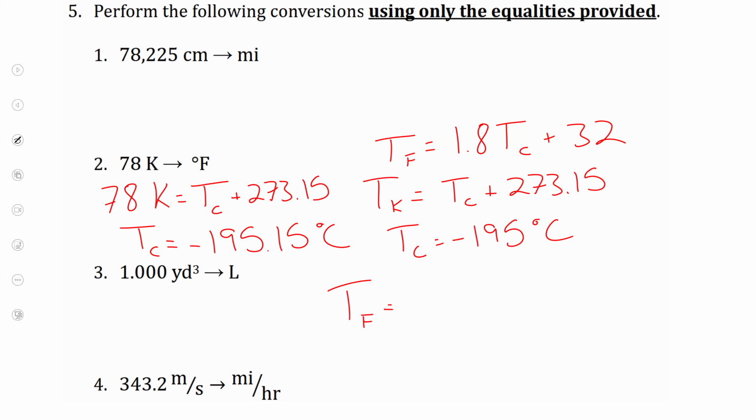Temperature in Fahrenheit is 1.8 times negative 195 plus 32. Now we're multiplying, so we're going to keep it to 3 sig figs. And we get negative 351.